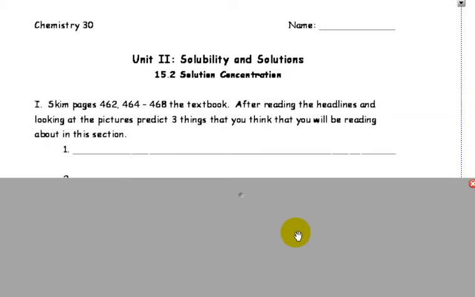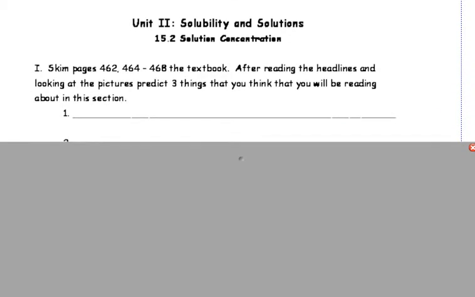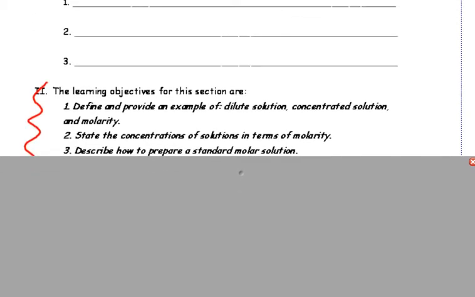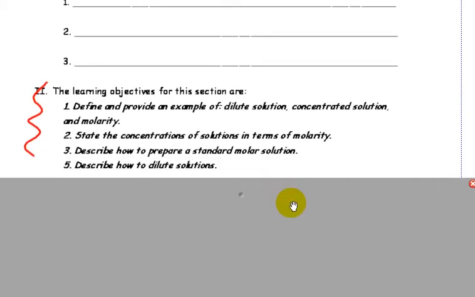Welcome back, Chemistry 30. This is Unit 2, Booklet 15.2, Solution Concentrations. And if you had a textbook, it's pages 462 and 464 to 468. The objectives here are to look at dilute solutions, concentrated solutions, and molarity, and to state the concentration of solutions in terms of molarity.